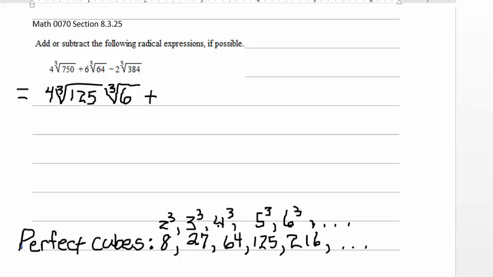Then I see that 64 is actually on the list. So 6 times the cube root of 64 is actually 6 times 4. 4 is the number that cubes to give 64. And then negative 2 times the cube root of 384, it turns out 64 divides into 384. So I rewrite cube root of 384 as the cube root of 64 times the cube root of 6.